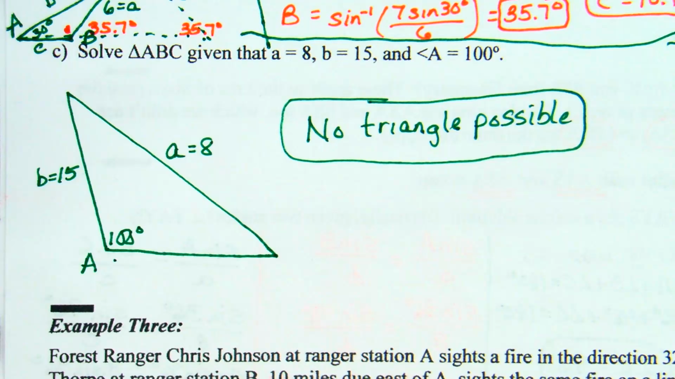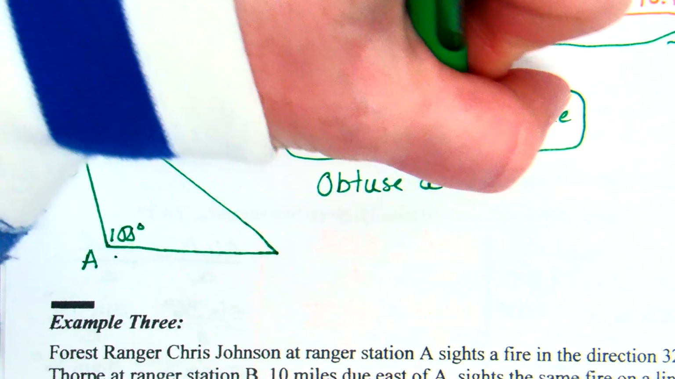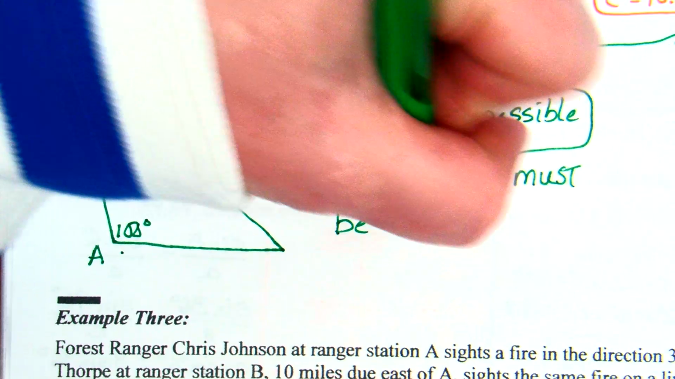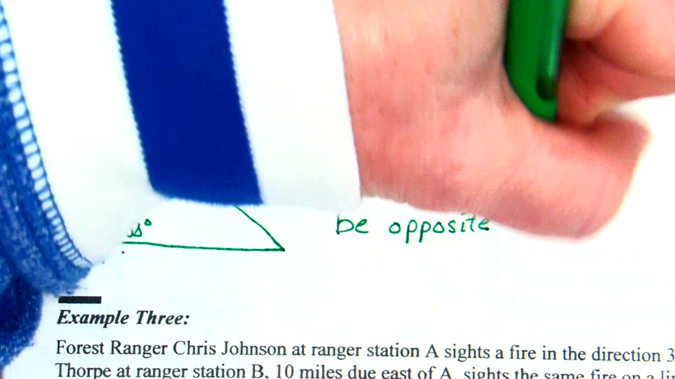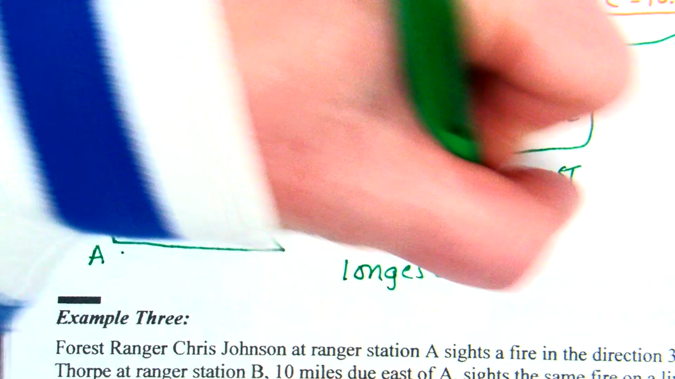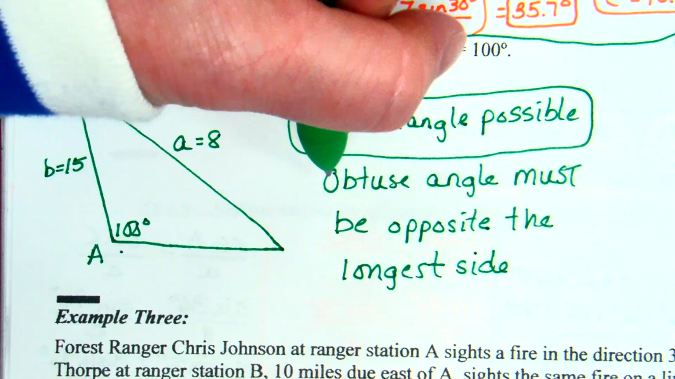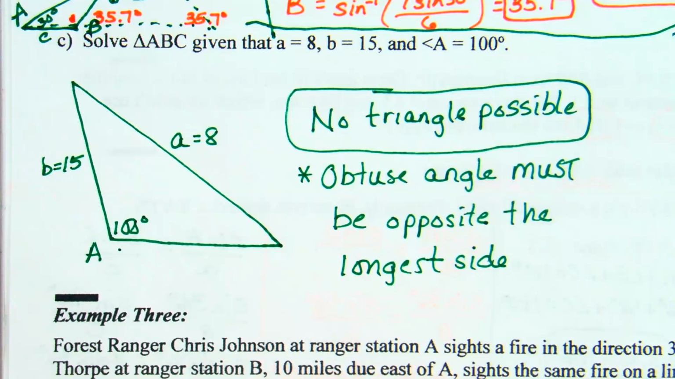So I'm going to write no triangle possible. Explanation: the obtuse angle must have the longest side opposite of it. Obtuse angle must be opposite the longest side. And thus you didn't need a lot of space on this one.